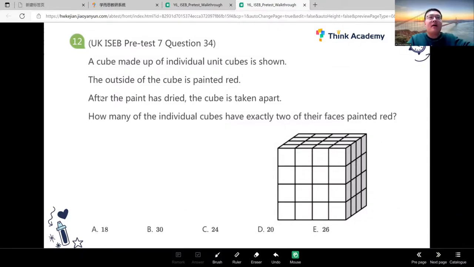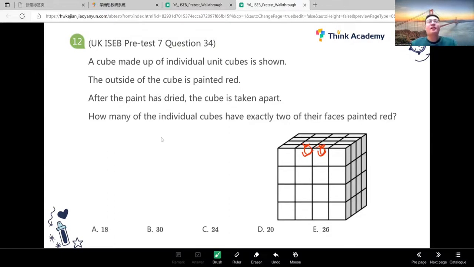A cube made of individual unit cubes is shown. The outside of the cube is painted white. After the paint has dried, the cube is taken apart. How many of the identical cubes have exactly 2 of their faces painted white? So we learned that in our lesson 4 or 5, I remember. Right? So you have to find where the cubes that are painted on only 2 faces are, and you should know that they're on the edges. They're all on the edges, right?